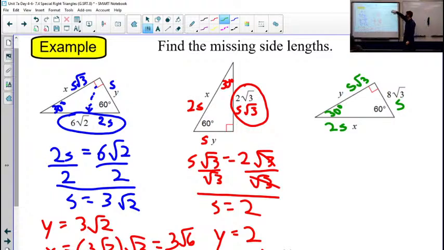My guess is that we might have mixed these two up. Remember, across from my 30 should be my short leg. And across from the 60 should be my long leg.